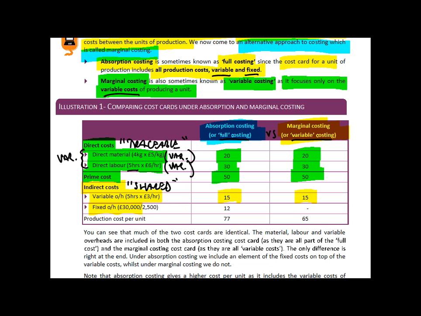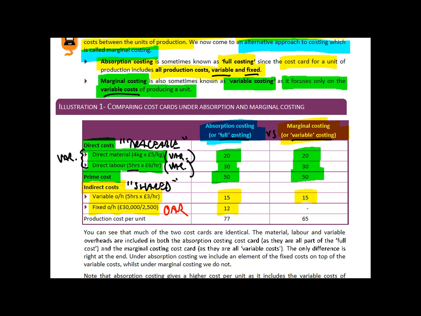Now, let's say in that month we've produced 2,500 cakes. Well, £30,000 spread over 2,500 units would be £12 per unit. In fact, that's actually what we've seen previously in the syllabus, an overhead absorption rate. I've worked out an OAR on a per unit basis there of £12. Now that £12 will be included in the absorption costing cost card because this is full costing.